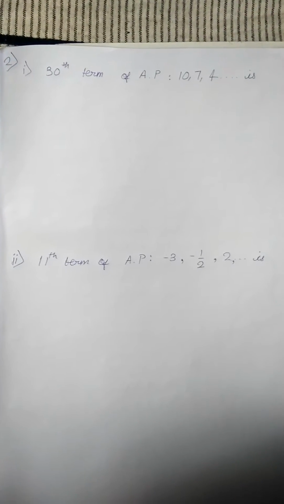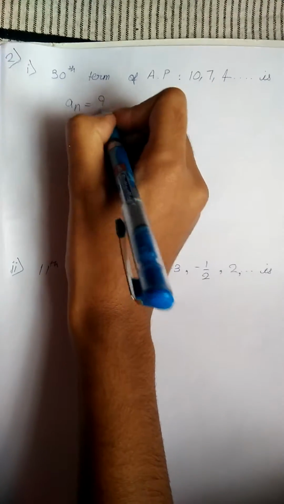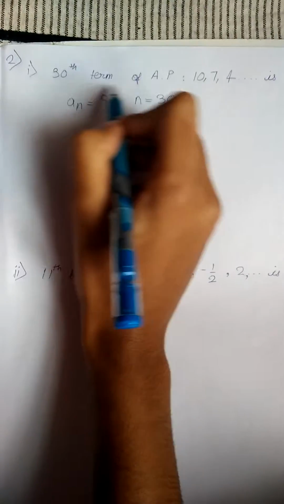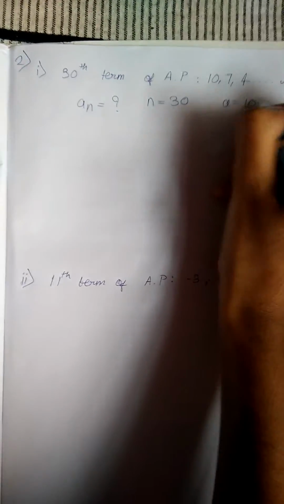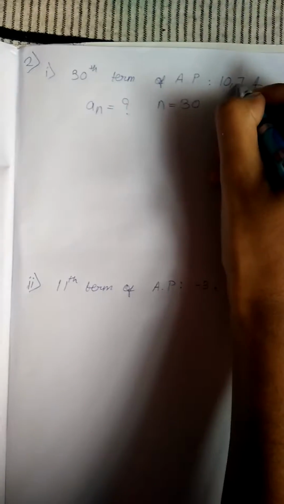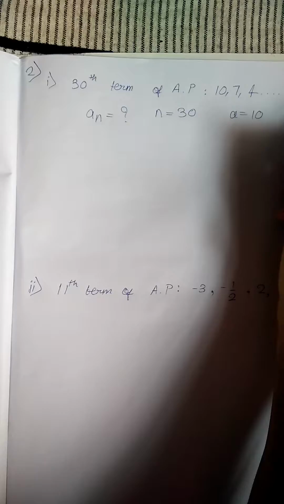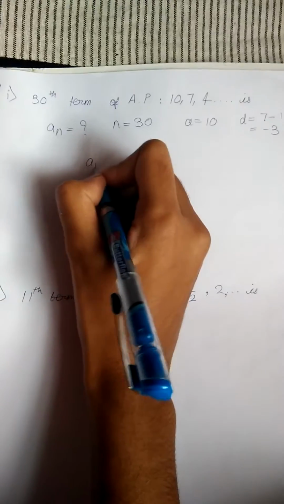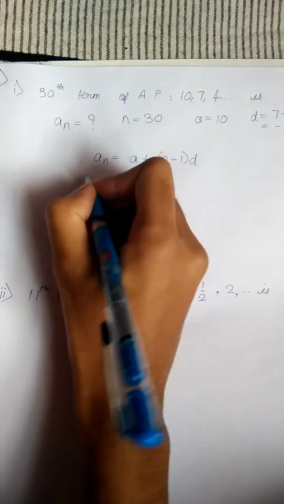In the second one, we have to find the nth term. Let's start. An is not given, so we have to find it out. And n is given as 30 because the number of terms is 30. A is given as 10 and we have to find the common difference, that is 7 minus 10, second term minus first term, we will get it as minus 3. Now let's start. An equals a plus (n minus 1) d.